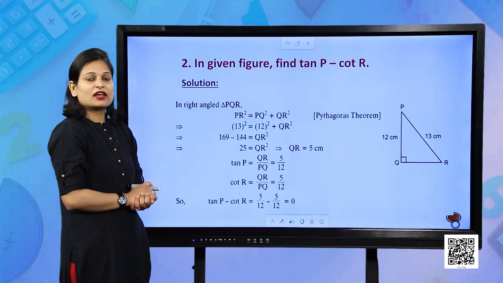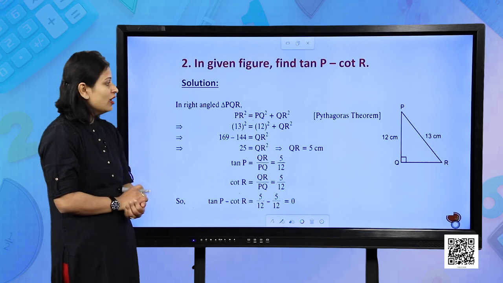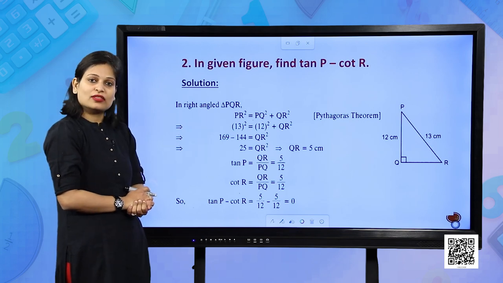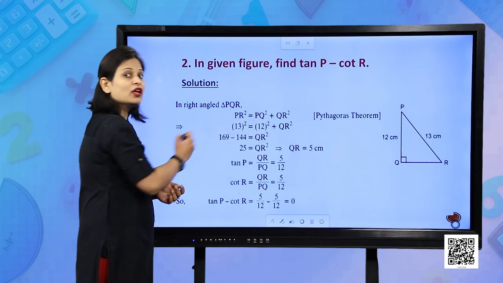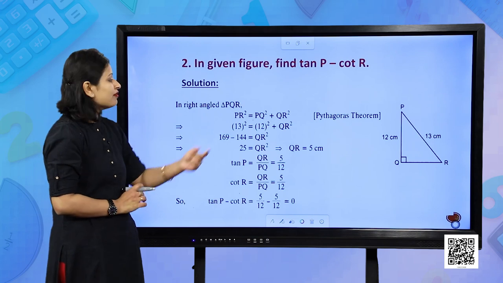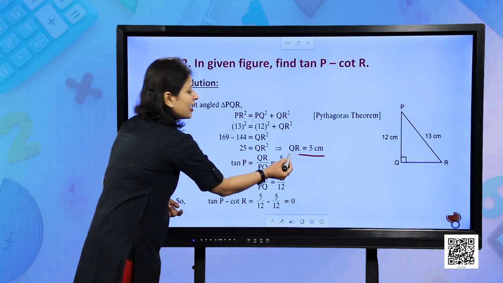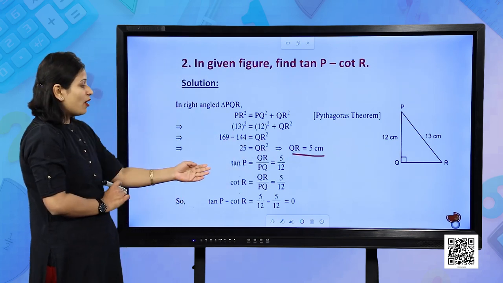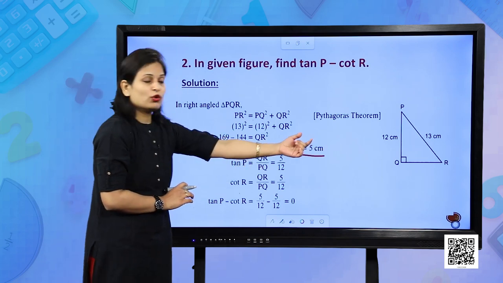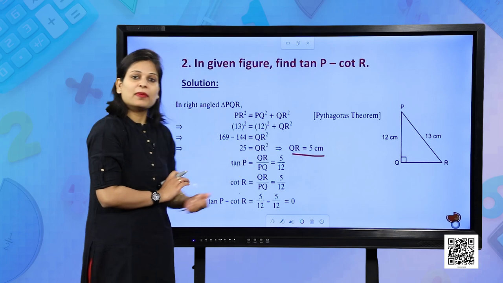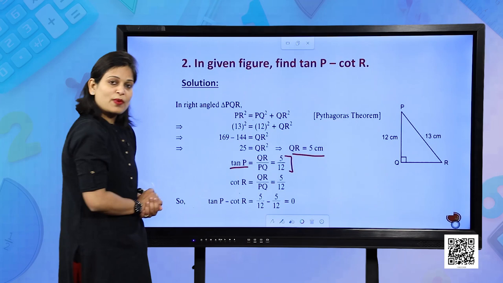So, basically we are given two sides of our triangle, and we need to calculate the third one. For this we have to apply Pythagoras theorem, which is PR square is equal to PQ square plus QR square. When you substitute the values of PR and PQ, you will get the value of QR as 5 cm. Now, as you know, tan P is what? QR upon PQ. QR is base and PQ is the perpendicular. So, you will get tan P as 5 by 12.